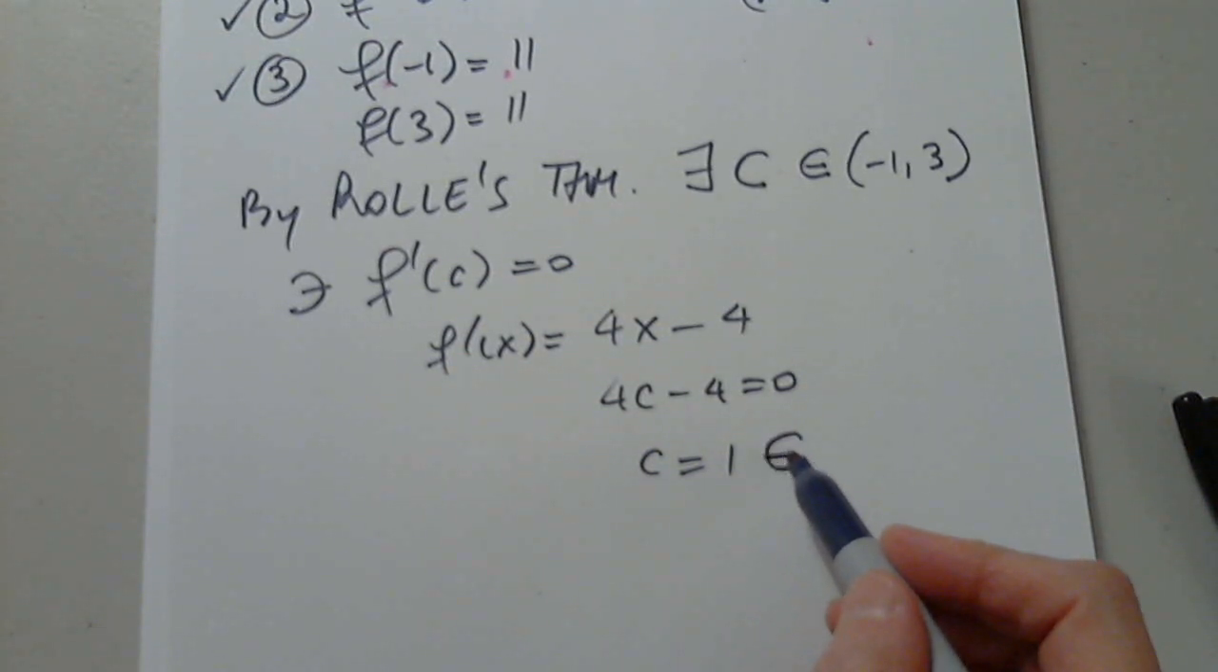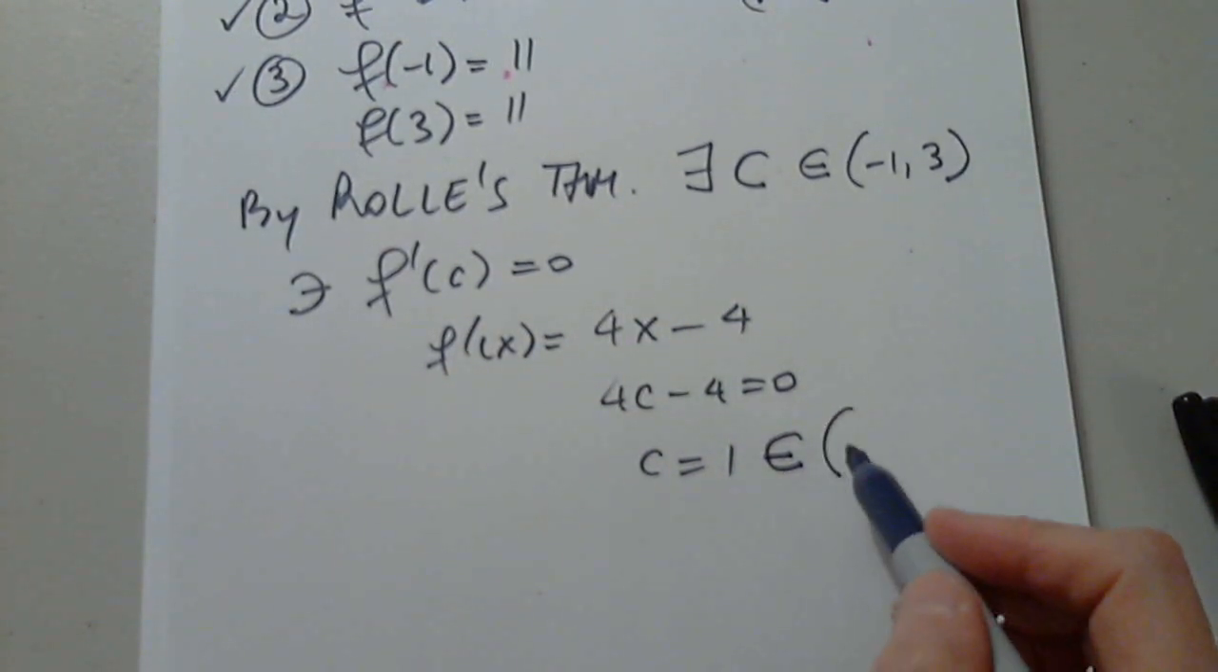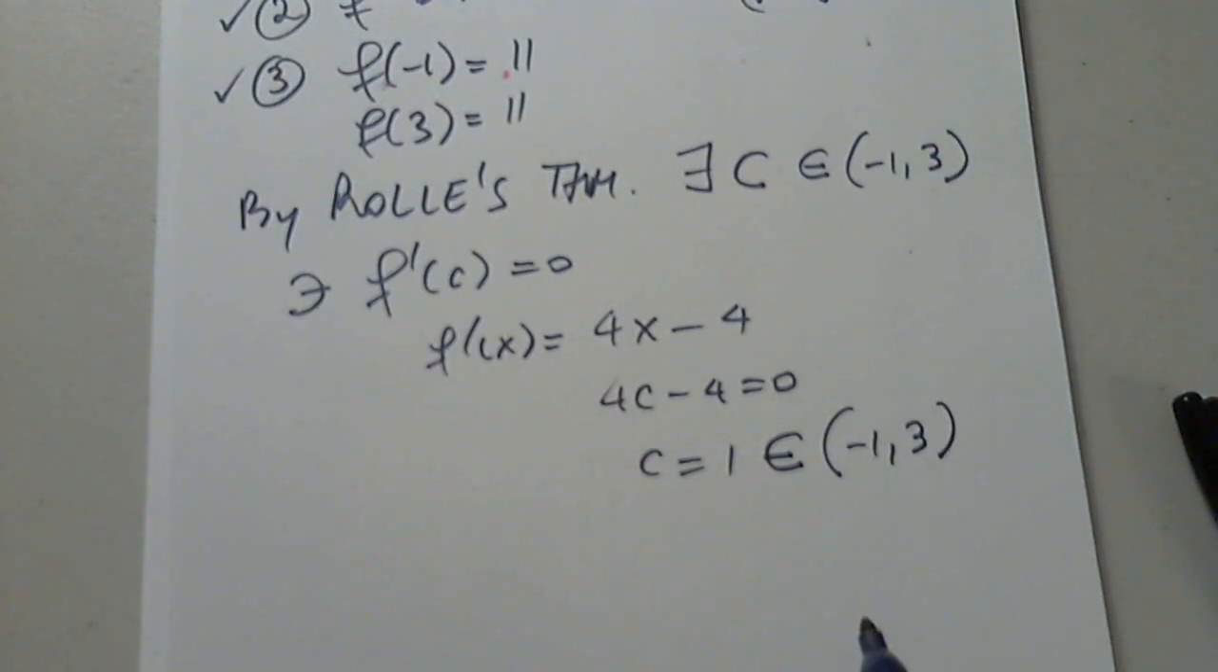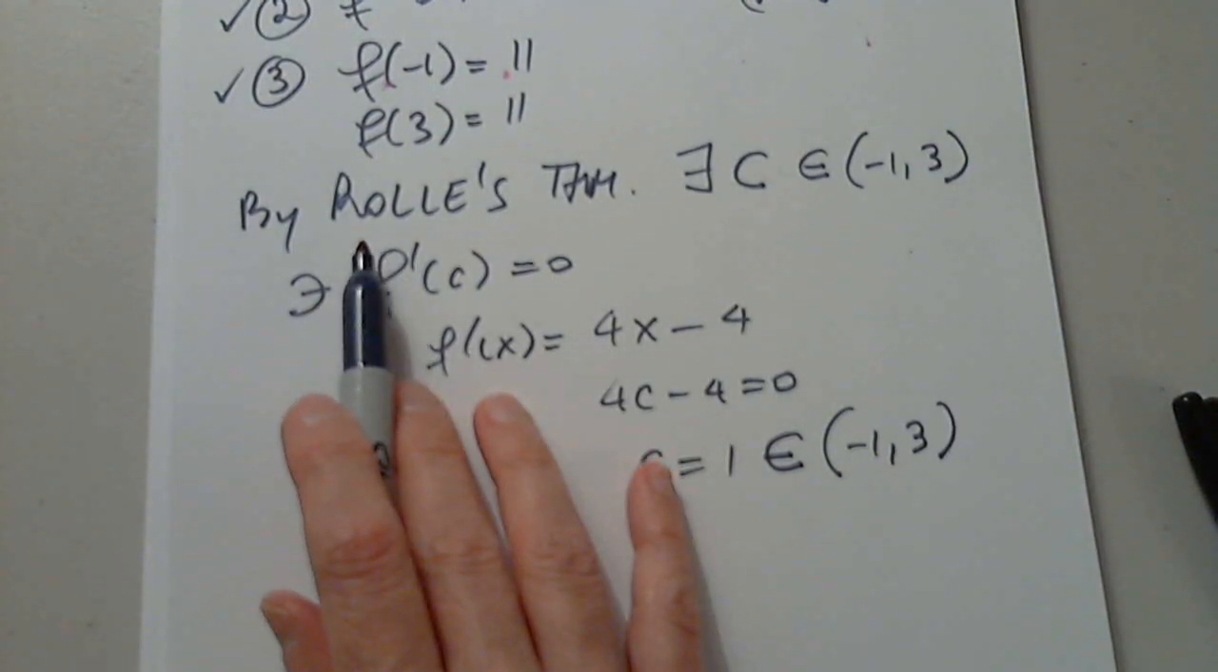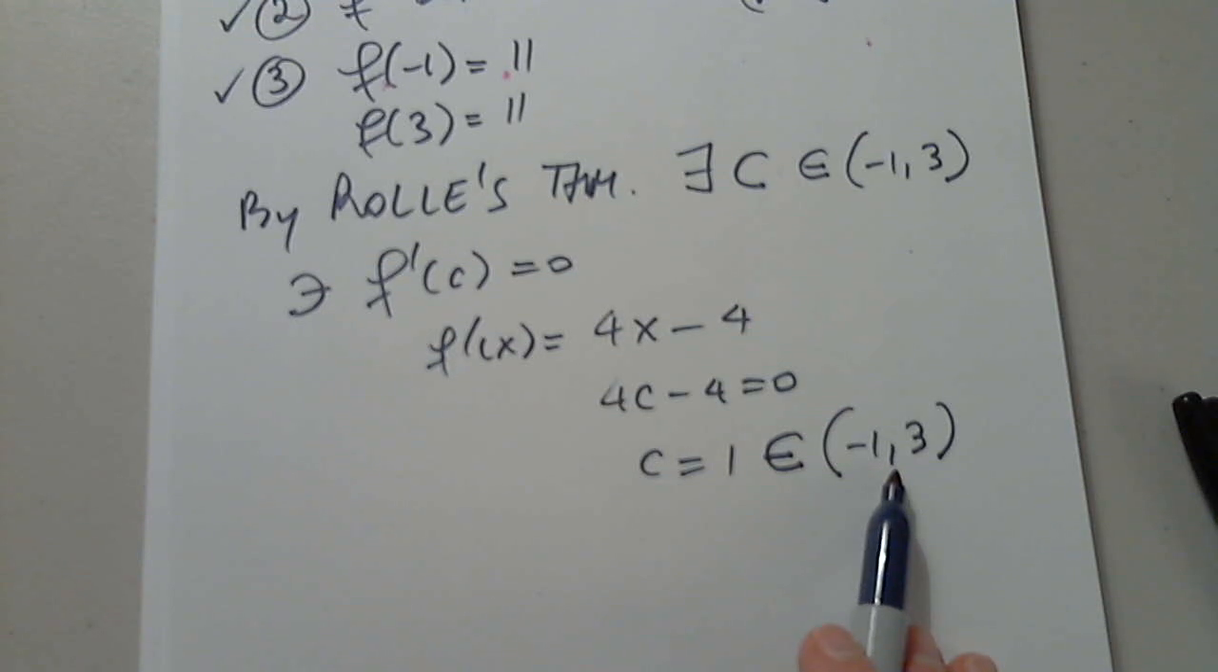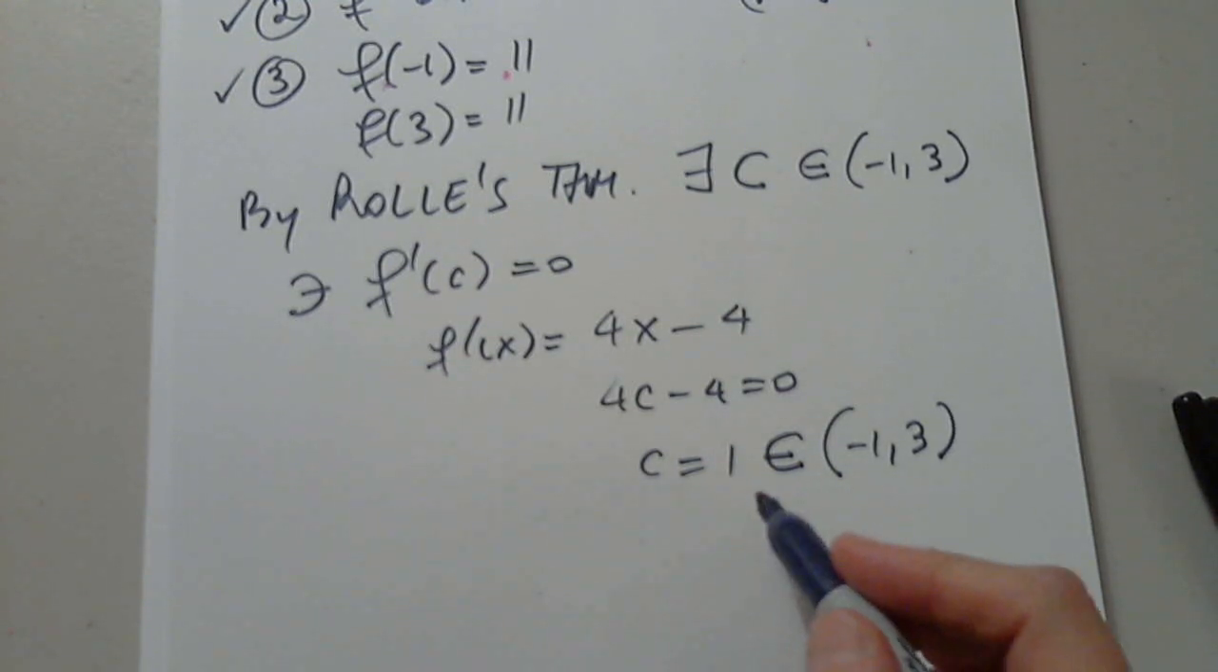I have to show that c equals 1 is in the interval -1, 3. It's guaranteed by Rolle's theorem. Is 1 in the given interval? Yes, that's it. Done.